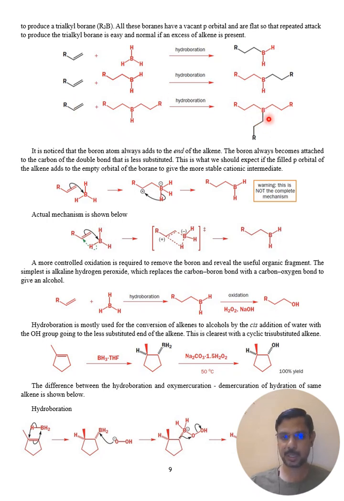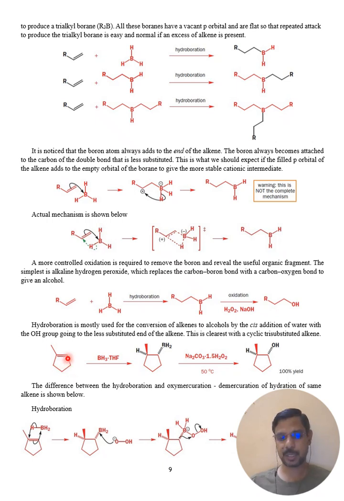Right. Once this tri-substituted boron is formed, then we use hydrogen peroxide and sodium hydroxide to oxidize this boron-carbon bond. So once we do this oxidation using this reagent, we get an alcohol as the functional group here, right? So we see the example here.